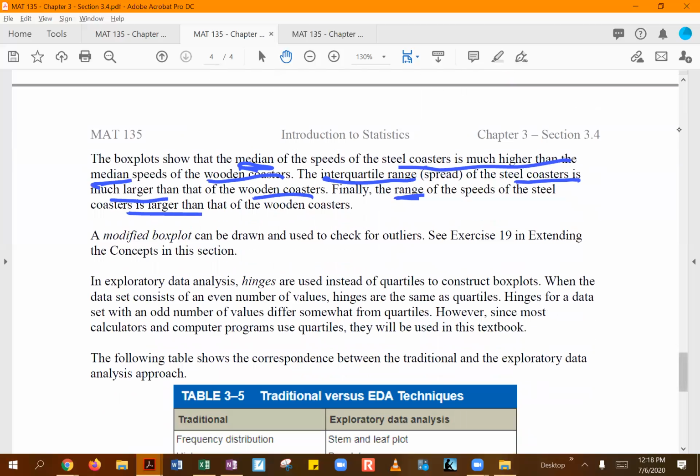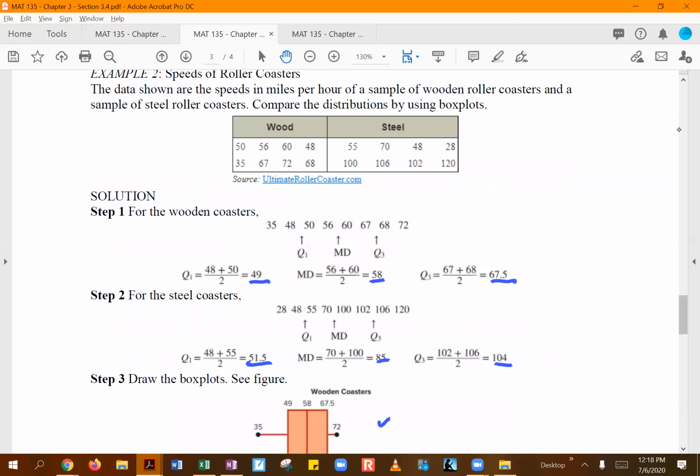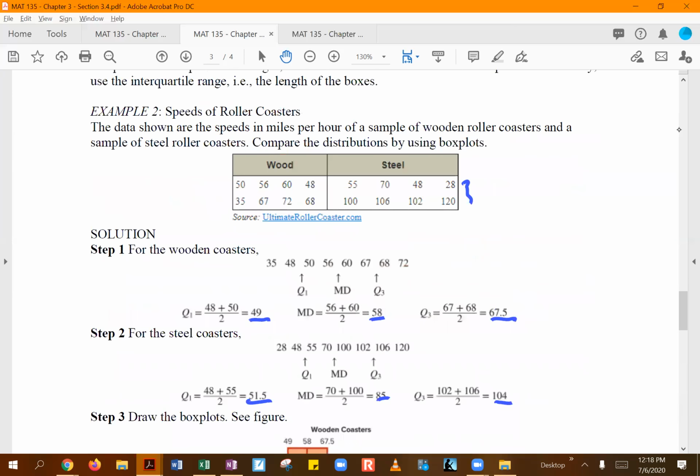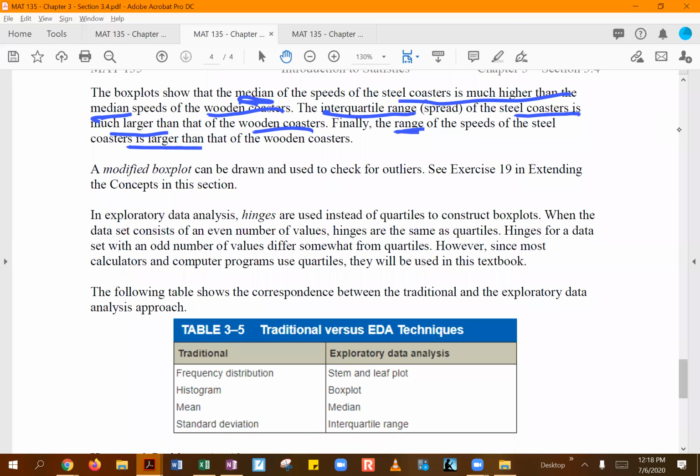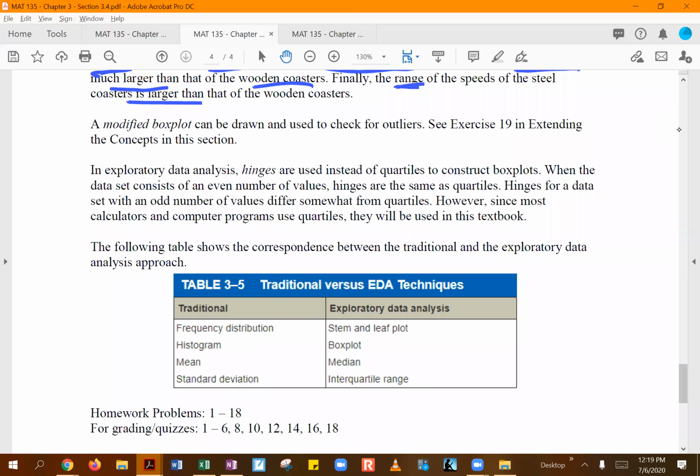But in general, we can come up with the conclusion that steel ones are going to be faster than the wooden roller coasters. And you could have seen that even in the raw data if you had just compared the numbers also. So you know that stands true. You can also have modified box plots, and you can use them to check for outliers. So there's an example at number 19. If you wanted to play around with it a little bit, you can take a look at that.